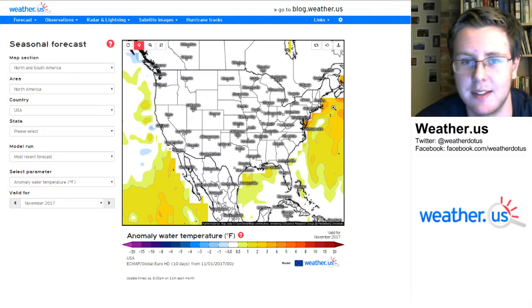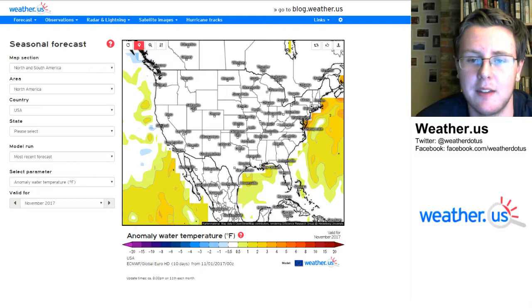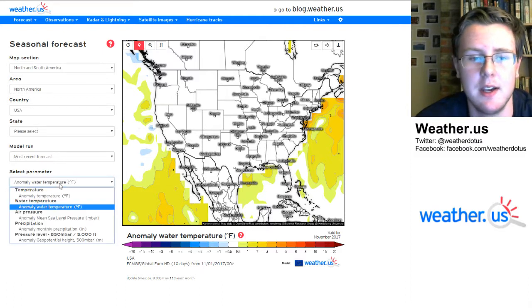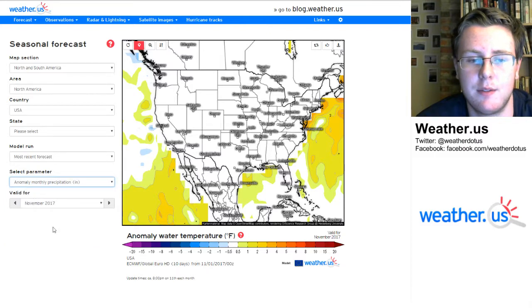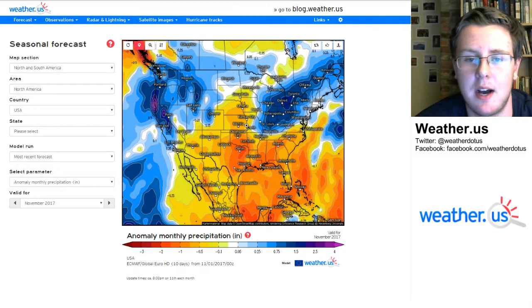That doesn't mean that the water is going to be warm off the New England coast. If you go for a swim, you're still going to be pretty cold here off Cape Cod. It just means that it's going to be slightly less cold than what you'd usually expect in late fall off the coast of New England. The same general principle applies for precipitation. Wetter and drier than normal conditions.